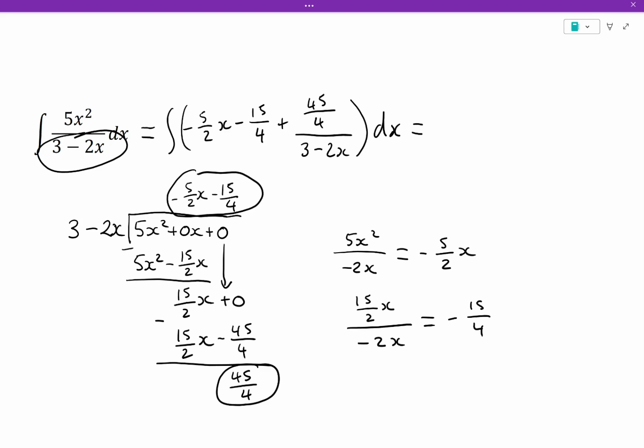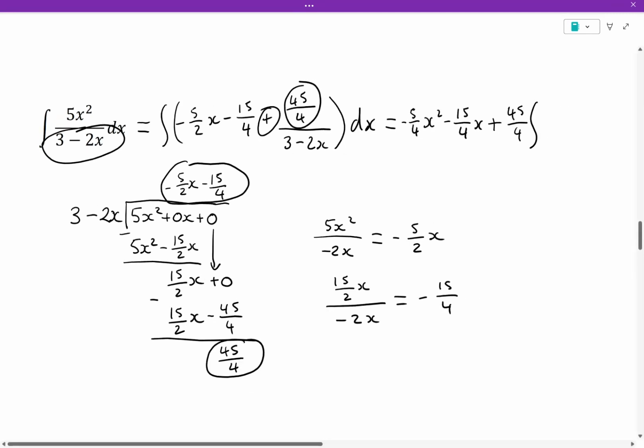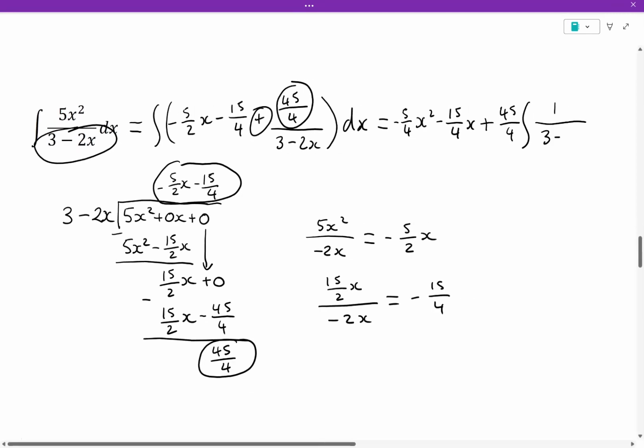Now let's start doing the integration of each term. So the first two terms are fairly straightforward, because they're of the form ax to the power of n. So we increase the power by 1 to get x squared, divide by 2 to get -5 over 4. And then our next term is a constant term, so that's just going to become -15 over 4x. Now my last term looks a bit more complicated, so we got a plus. I'm going to factor out the 45 over 4. And then we still got to integrate the fraction left over, which is going to be 1 divided by 3 subtract 2x with respect to x.